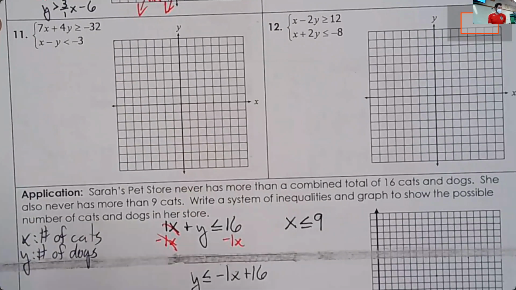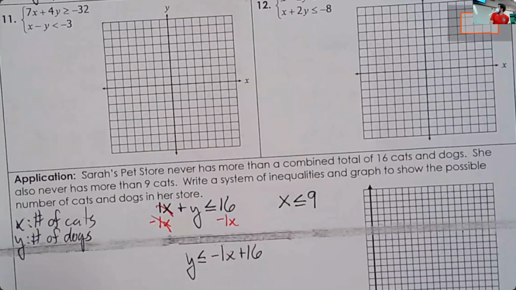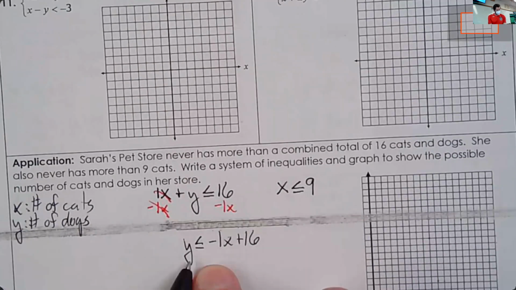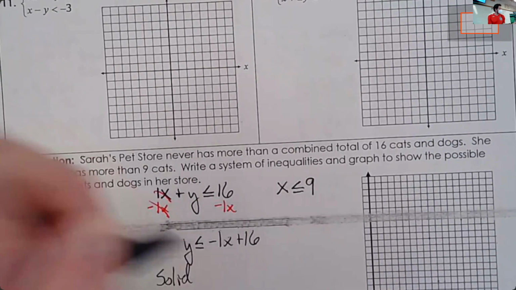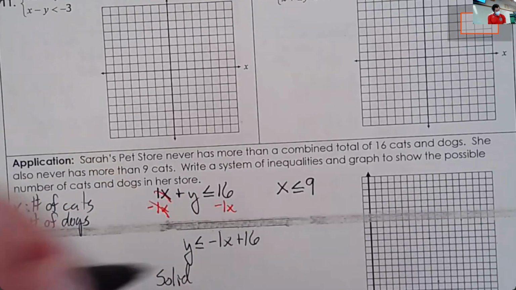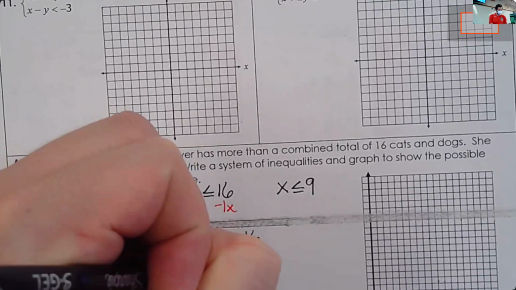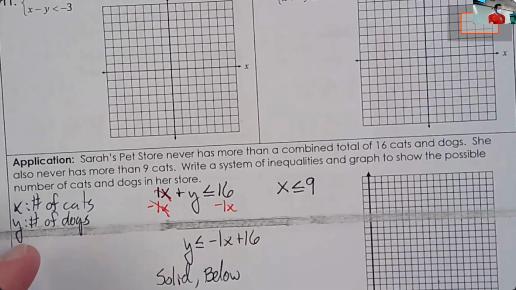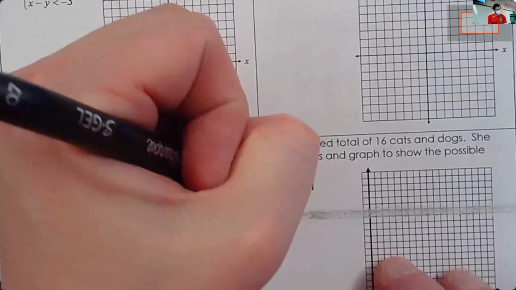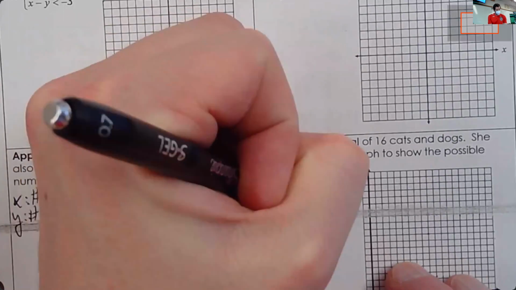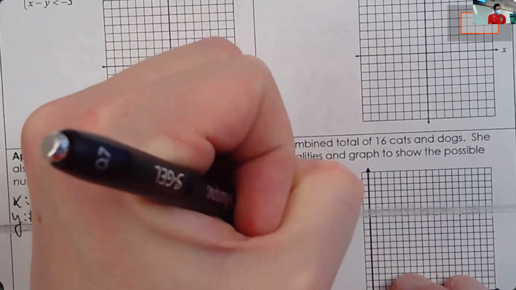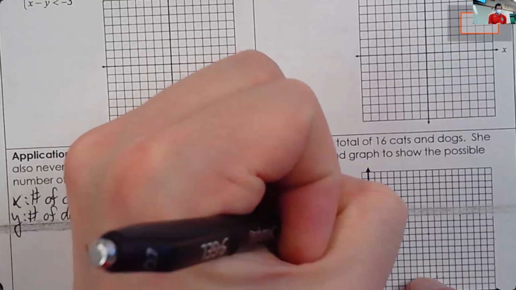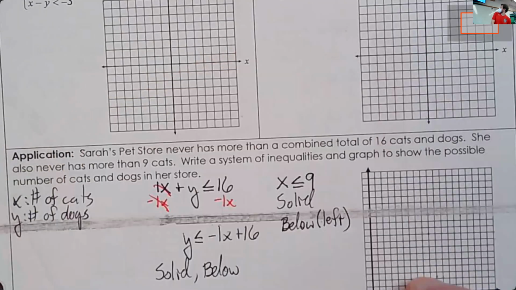So these are our 2 inequalities that we're going to graph. Our first one here says less than or equal to, so that's going to be a solid line. And it says less than, so we're going to shade below. And it's actually the same for the other one as well, solid and below. But what that means for vertical is left. Below means to the left.